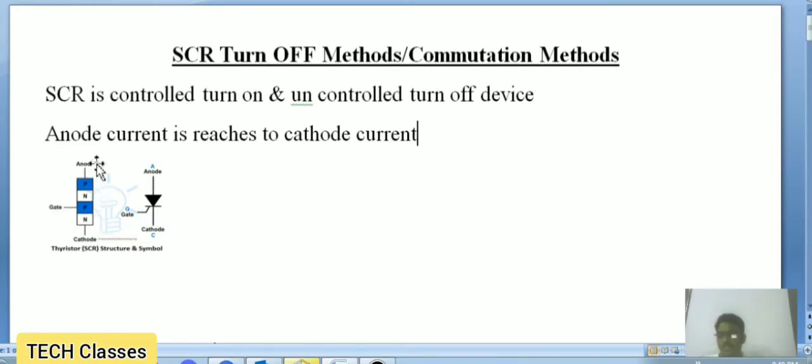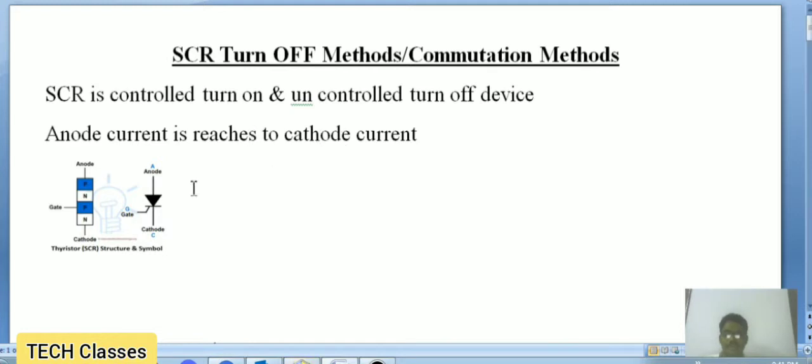During the forward bias condition, the two outer layer junctions are forward biased and the middle junction is reverse biased. The reverse biased junction is forward biased by using this gate terminal. So with the help of the gate terminal, we can turn on this SCR. That's why it is a controlled turn-on device. That means gate is the control to turn on this SCR.